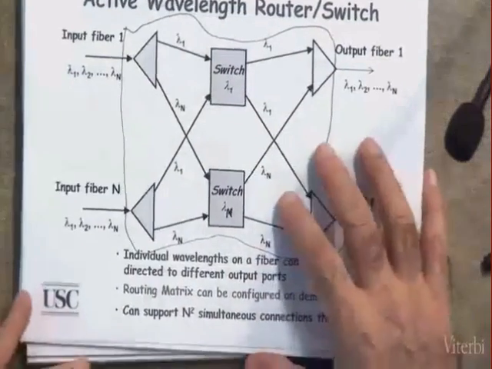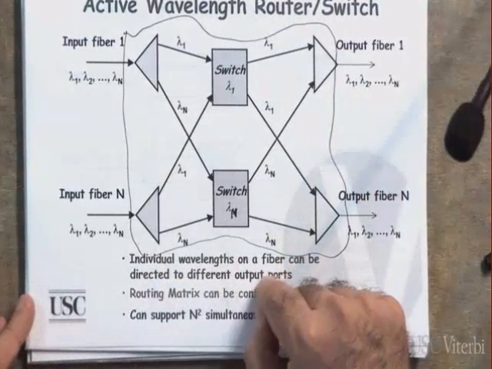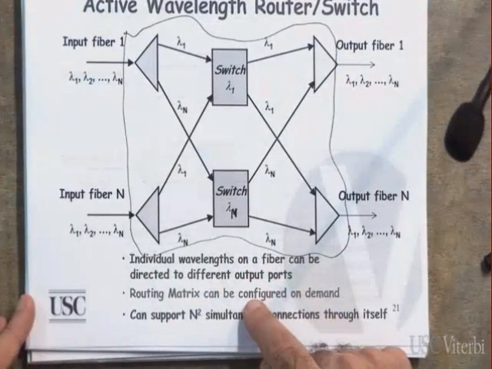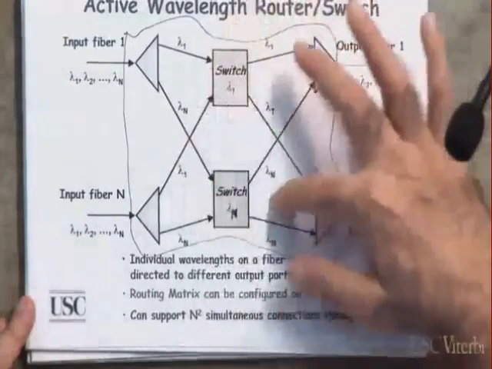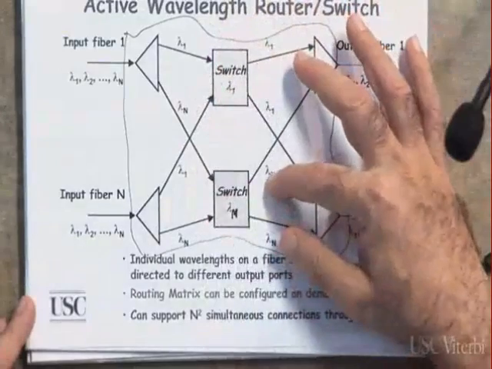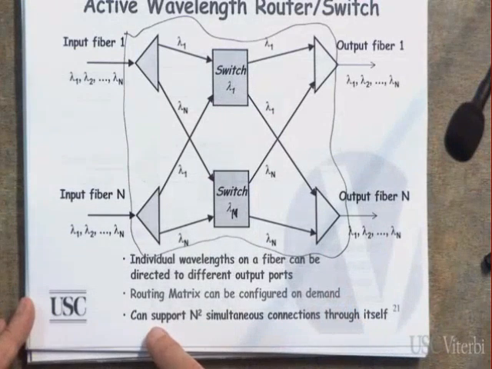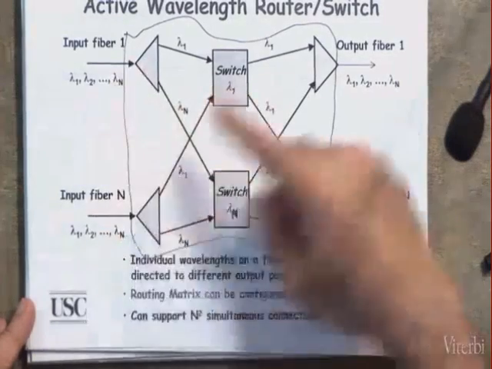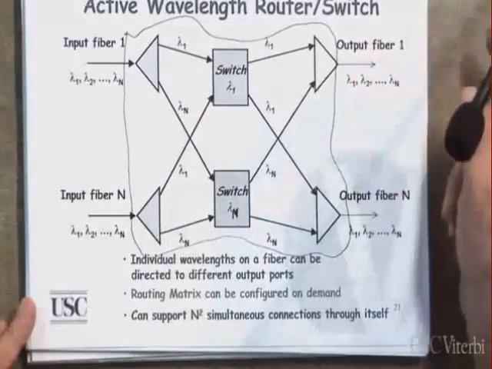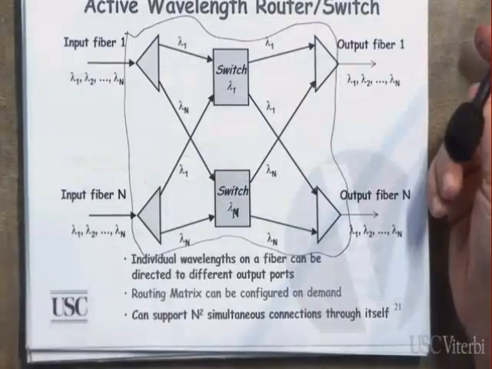Clear? Okay, good. So, individual wavelengths on a fiber can be directed to different output ports. The routing matrix can be configured on demand. When I say configured, what does it mean? You are configuring the switching connectivity on demand. It can still support N square connections. Do you see why it is N square? We have N inputs and N outputs. Did you get this or not? Yes or no? Okay, good.